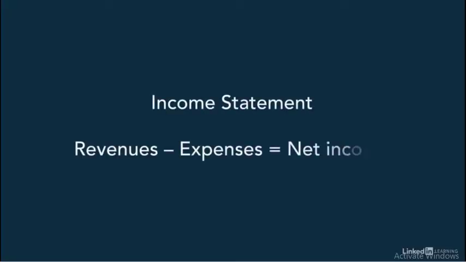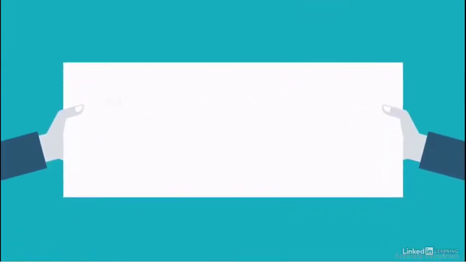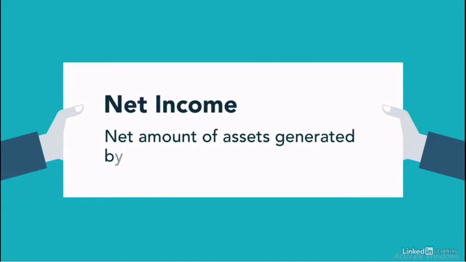All of this is put together in the income statement, a listing of a company's revenues less a listing of the company's expenses. That equals net income. Now, net income is a very sophisticated economic measure. It's the net amount of assets generated by a business through its business operations. This is the income statement.